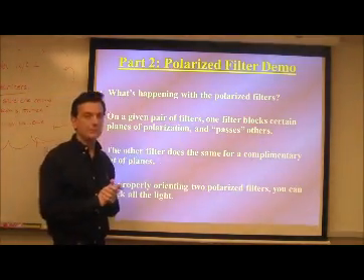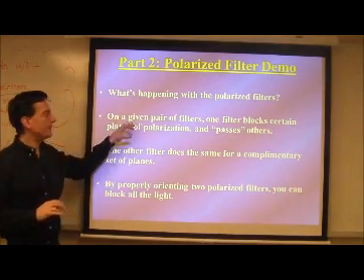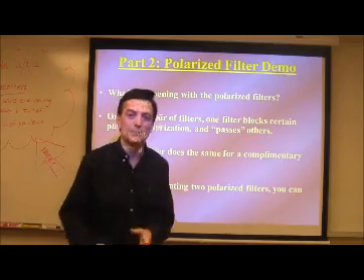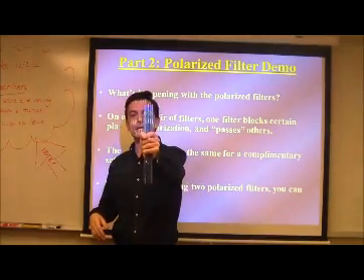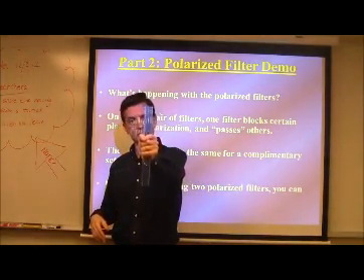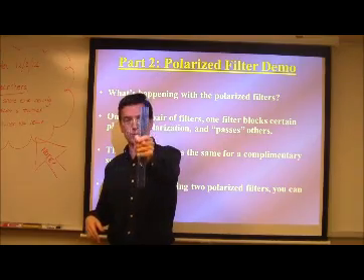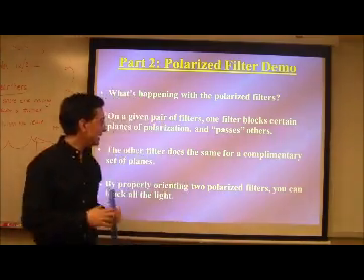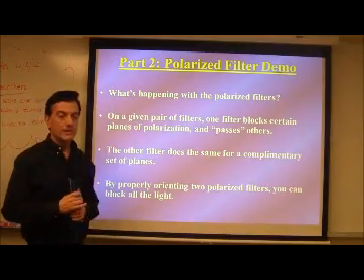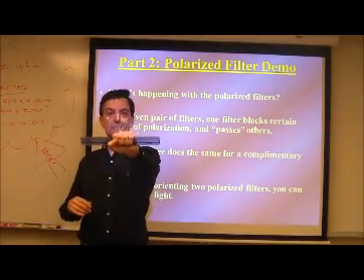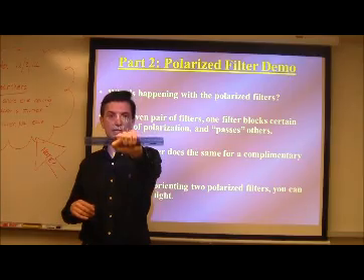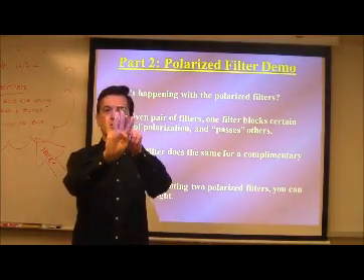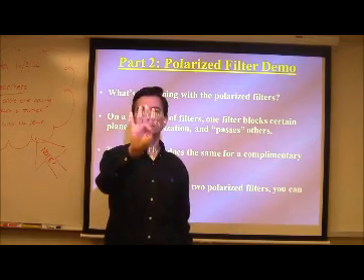So what's happening with these polarized filters? On a given pair of filters, one filter blocks a certain plane of polarization. Going back to our bow and arrow demo, maybe one filter is blocking a vertical plane of polarization. It might be that our second filter is blocking the complementary plane of polarization, maybe the horizontal plane of polarization. So we can think of the light passing through. The photons are now moving through my fingers, which are vertically oriented.